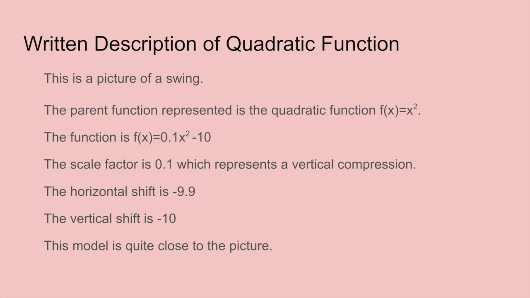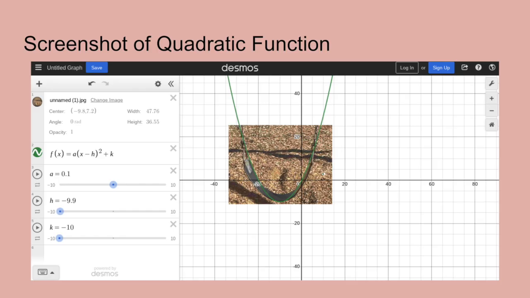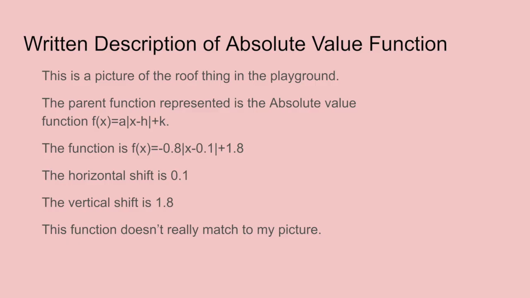Next, I did the square root function. Here's my written description, which represents a vertical compression. The vertical shape is -10. The parent function represented is the square root function, and this model is quite close to the picture. Next, I did the absolute value function. Here's my written description of everything in the playground.